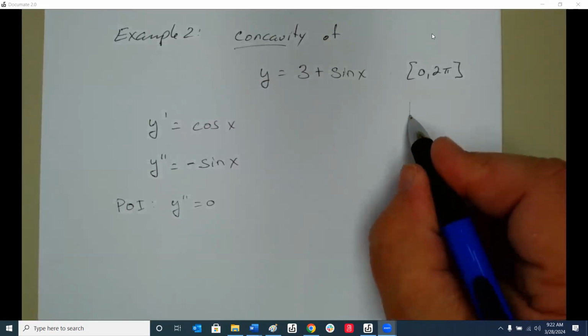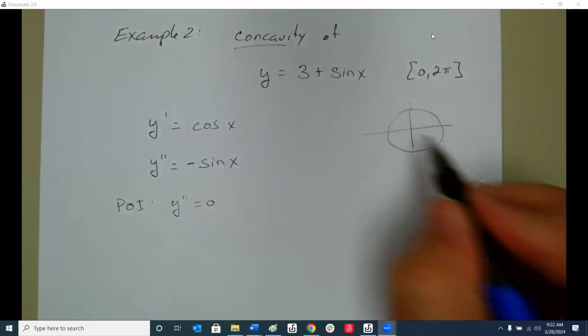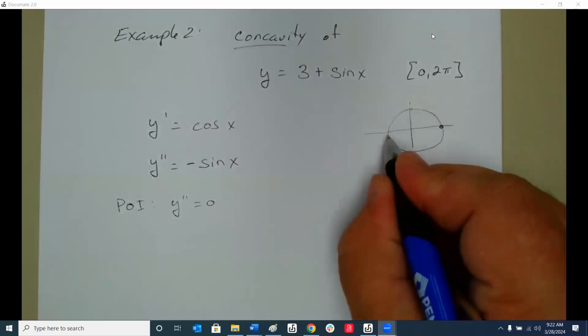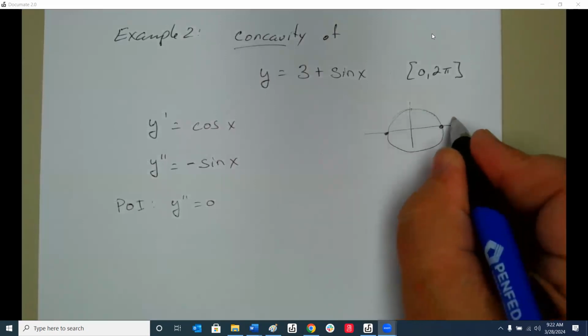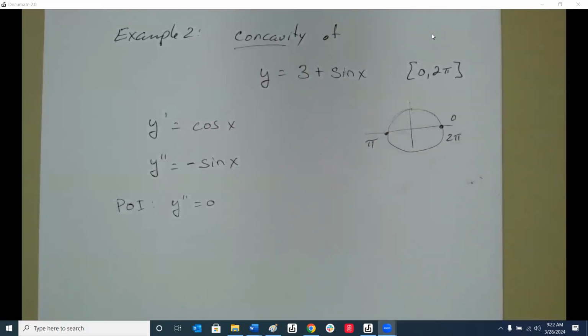Think of the sine function. Well, in the unit circle, sine is the y value. Where is the y value 0? It's here, here, at 0, at pi, and at 2 pi. The y values are 0.